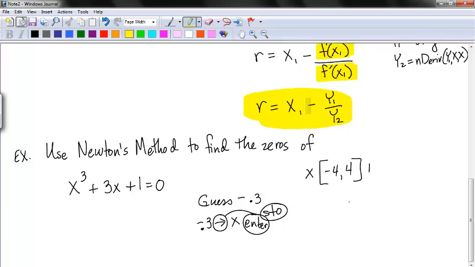Hey, hang on a minute. Negative 0.3, store that as x. Did you guys get the same answer? Everybody got the same answer no matter what you stored? No. What did you get? Did you press enter several times?